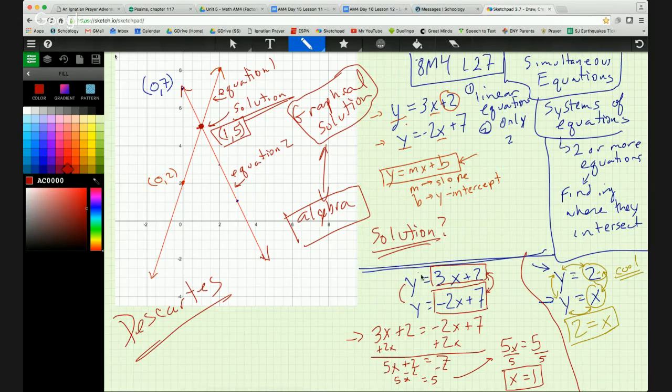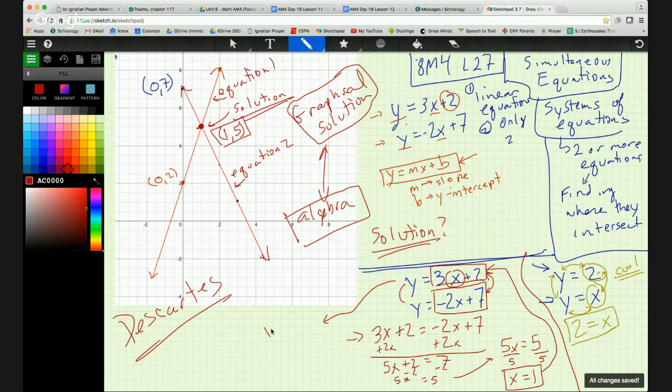But how do I find out what y is? I need to go back and use either one of these equations. The cool thing is I can use equation 1 or 2 to figure out what my y is. So let's use equation 1, and we're going to substitute back in this x equals 1 to this equation and figure out what y is. We're going to take this 1 and plug it right in here for x.